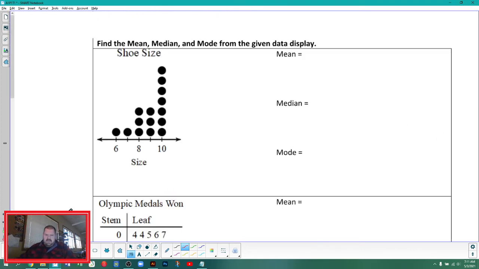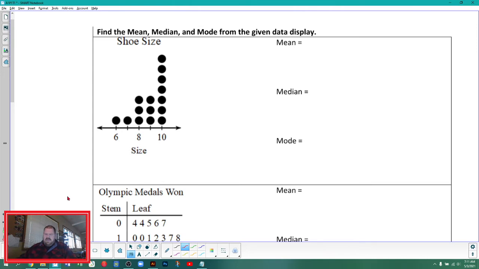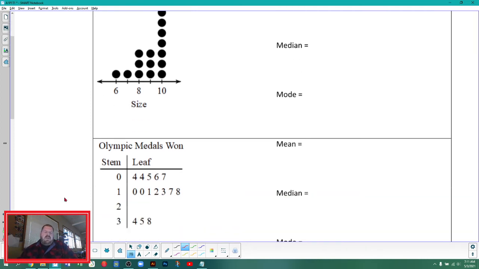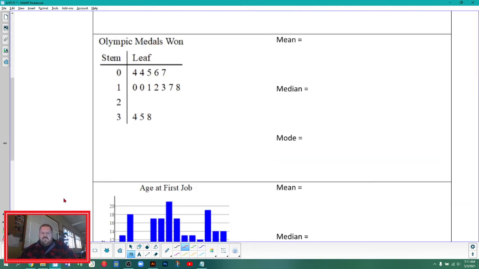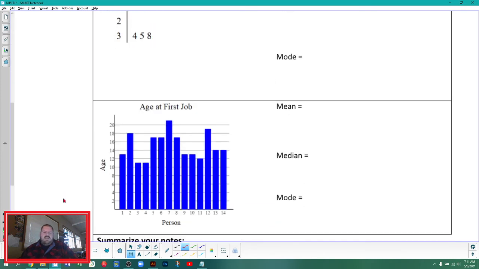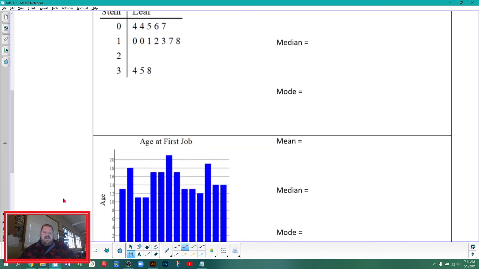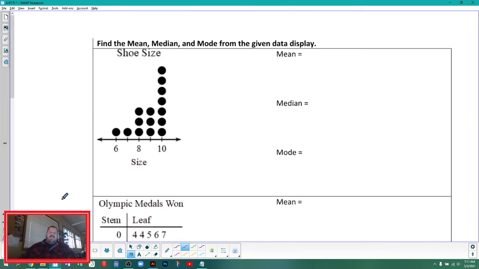Okay. Let's go ahead and look at some other things that we can do. So not only can we make these, but we can also deduce information from these. Okay, and sometimes that's easy, sometimes not so much. That ends up being more of a dot plot. That's okay. So we want to find the mean, median, and mode out of each one of these data displays. So we want to be able to read data displays.